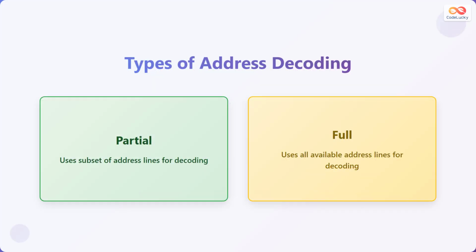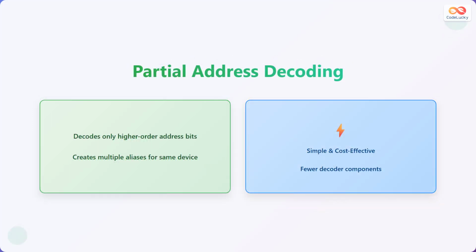Address decoding can be broadly classified into two main types: partial address decoding and full address decoding. Each type has its own advantages and disadvantages, which makes them suitable for different applications. Partial address decoding involves using only a subset of the address lines for decoding. This means that only the higher-order address bits are decoded, which creates multiple aliases for the same device. Partial address decoding is simple and cost-effective because it requires fewer decoder components.